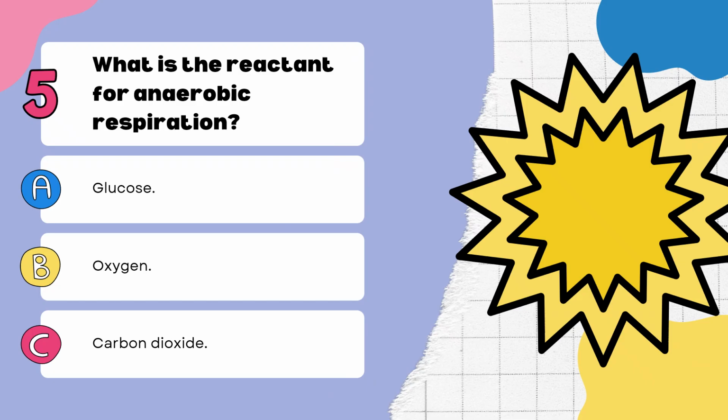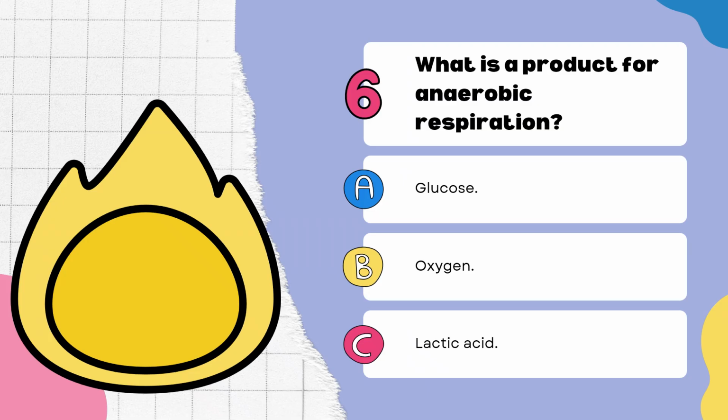What is the reactant for anaerobic respiration? Glucose, oxygen, or carbon dioxide? Glucose. What is a product for anaerobic respiration? Glucose, oxygen, or lactic acid? Lactic acid is one of the ways. Maybe you remember what the other one is.